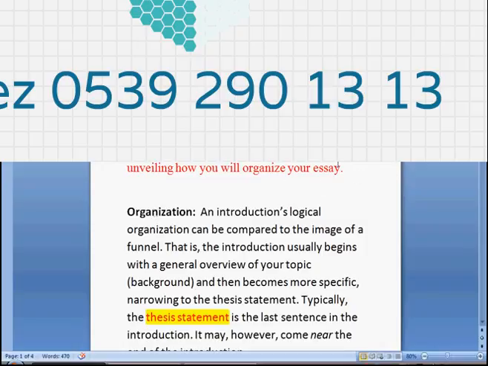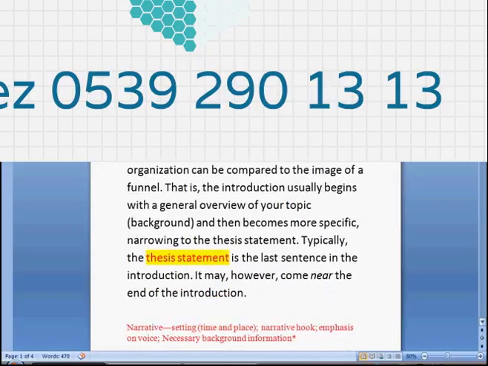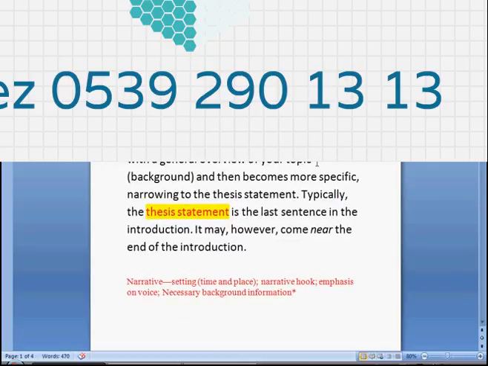And this will be a little bit different for the narrative essay. This information here in the red will be more for some of the essays that will come a little bit later, but your introduction does serve as a preview for the rest of your paper, and that is true with the narrative essay. So organization of your introduction, it's basically a logical organization, can be compared to the image of a funnel. That is, the introduction usually begins with a very general overview of your topic, or as in the case of the narrative, the background material, the situation, a little bit of the conflict, and then becomes more specific and narrowing down to the thesis statement.